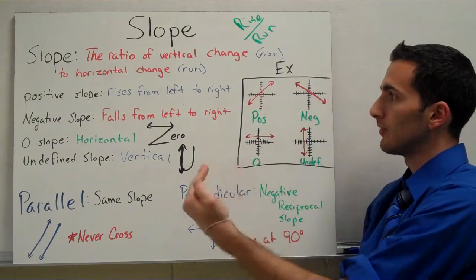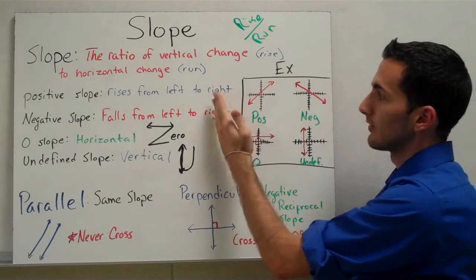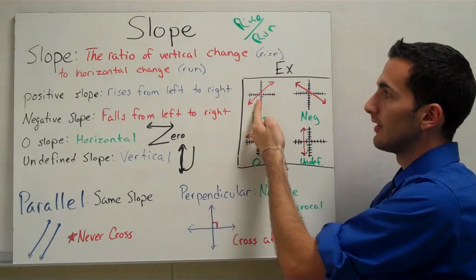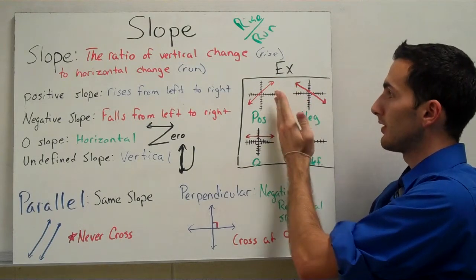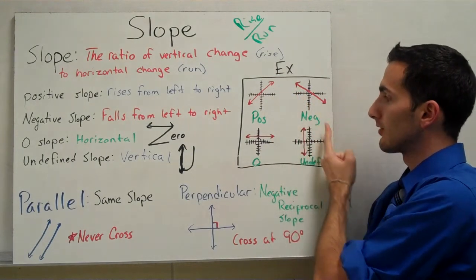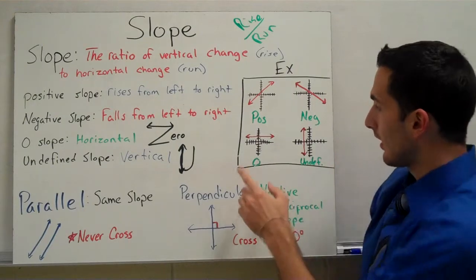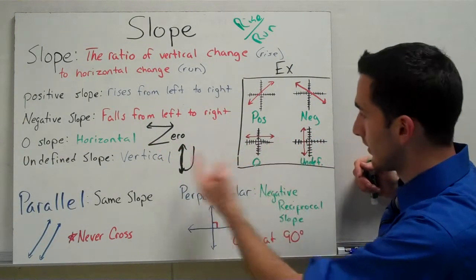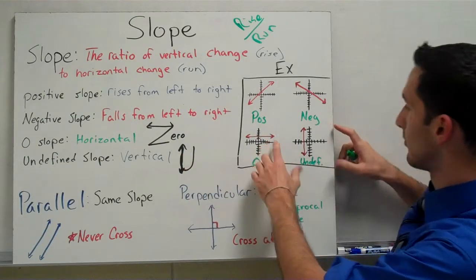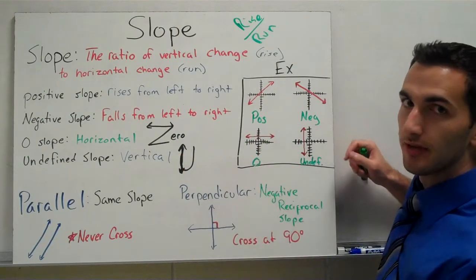A positive slope rises from left to right. As you can see, as we go from left to right, that line is going up. A negative slope falls from left to right. Going from left to right, that line is going down. A zero slope is horizontal. As we can see, that is straight across, horizontal. And an undefined slope is vertical, straight up and down.